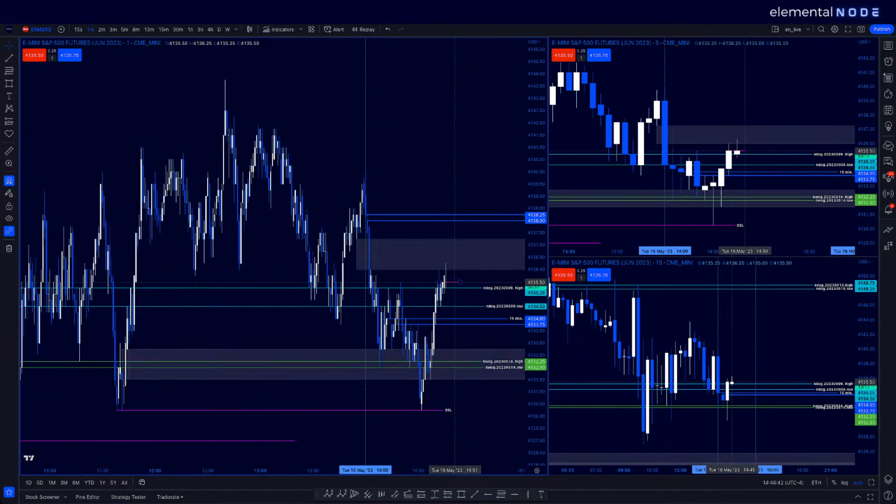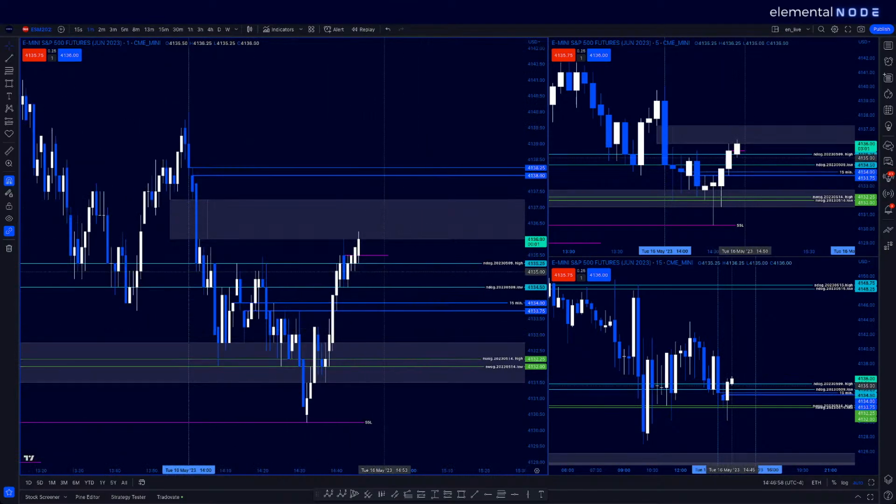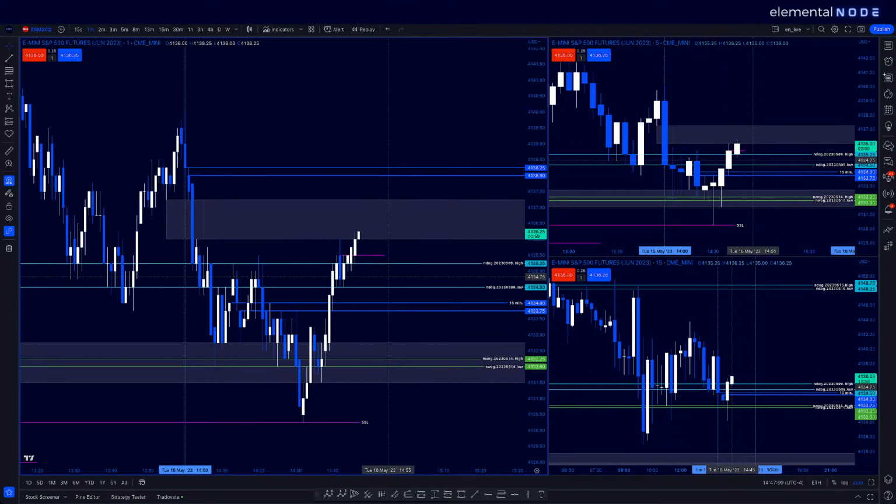And we just want to be mindful of the sell side liquidity, relative equal lows that were formed down here at 41.30.25. Keep that in mind for future price action. It might not be taken out today, but just keep that in your back pocket, journal it, write it in the notebook, whatever it may be, leave it in your chart so that you can remember and acknowledge that this level is down here.